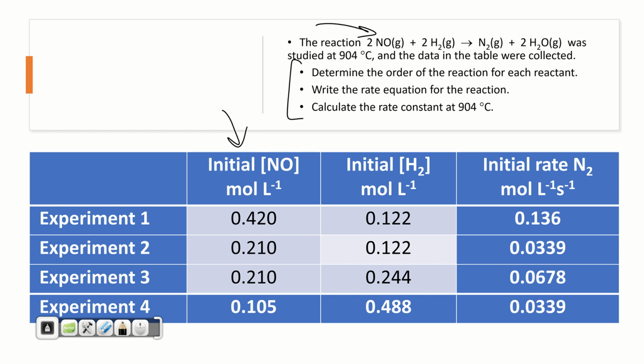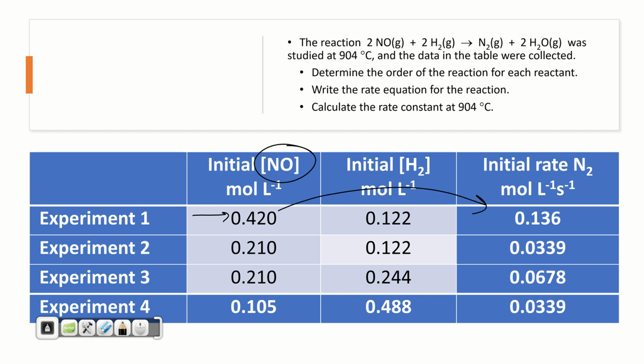So how does this work? This is what I mean by doing some very quick data analysis. What we want to do is see how the concentration of the first reactant, in this case NO, will affect the rate at the end.